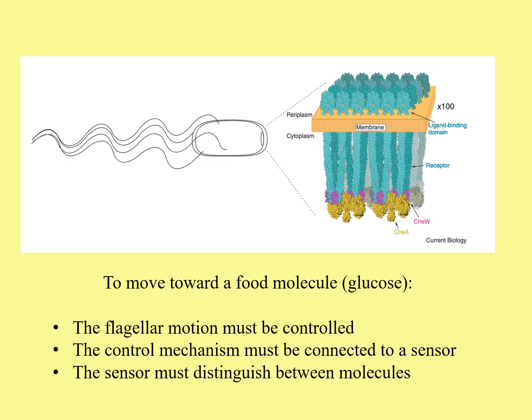The purpose of the system is to enable the bacterium to move toward a source of molecules that the organism can use to grow on, like glucose. To accomplish this, the flagellar motion must be controlled, and the control mechanism must be connected to a sensor, and the sensor must distinguish between molecules. This slide shows an image of that sensor system.